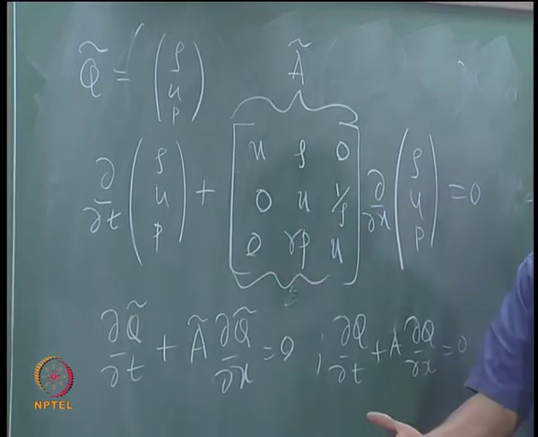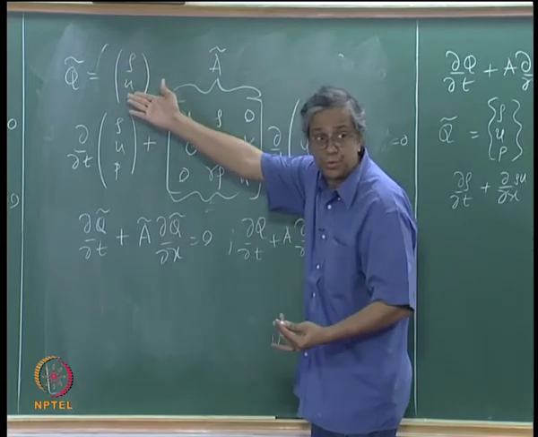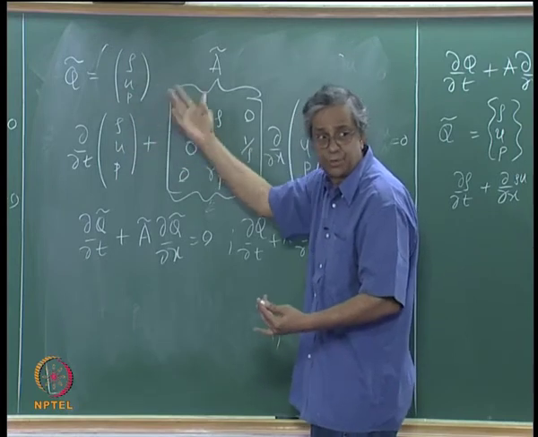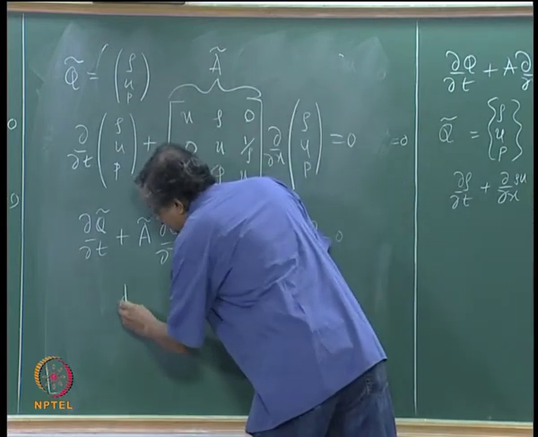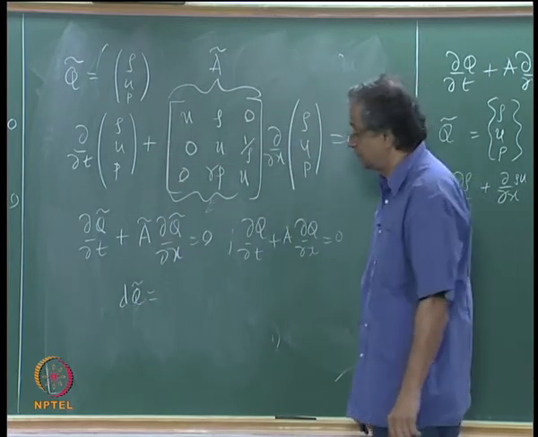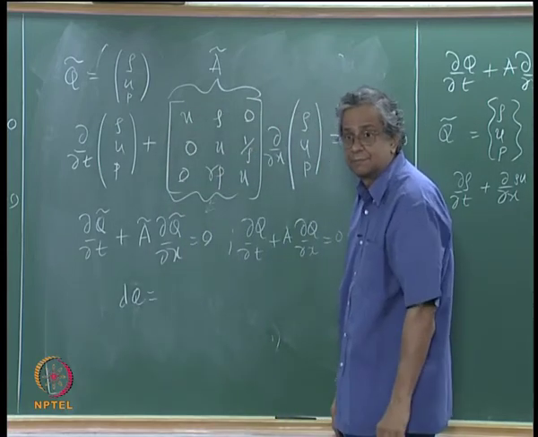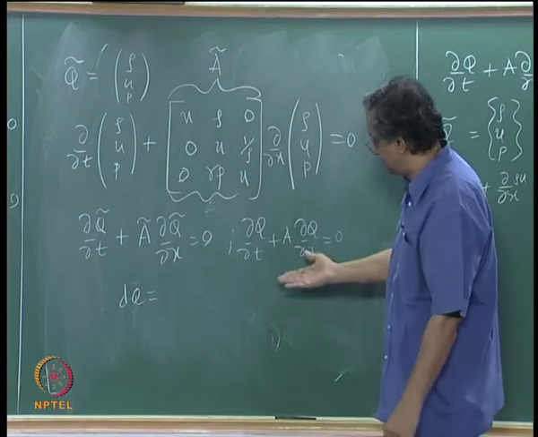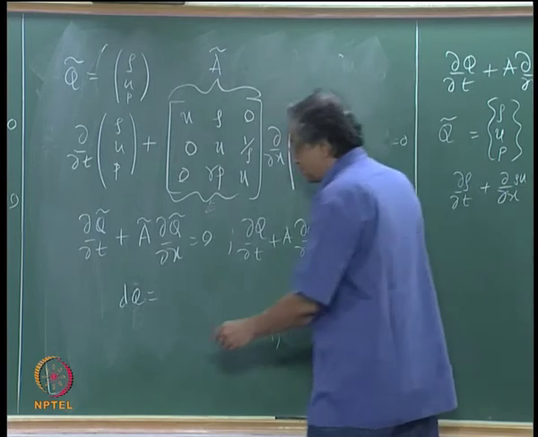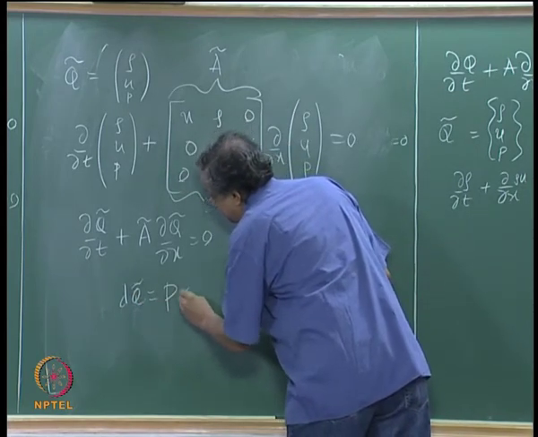So I have two sets of variables. I can write q tilde 1, q tilde 2, q tilde 3 in terms of q1, q2, q3. Therefore, I can write dq tilde, or dq, whichever way. If I want to transform from here to there, I possibly want it in terms of q tilde. dq tilde is some P times dq.